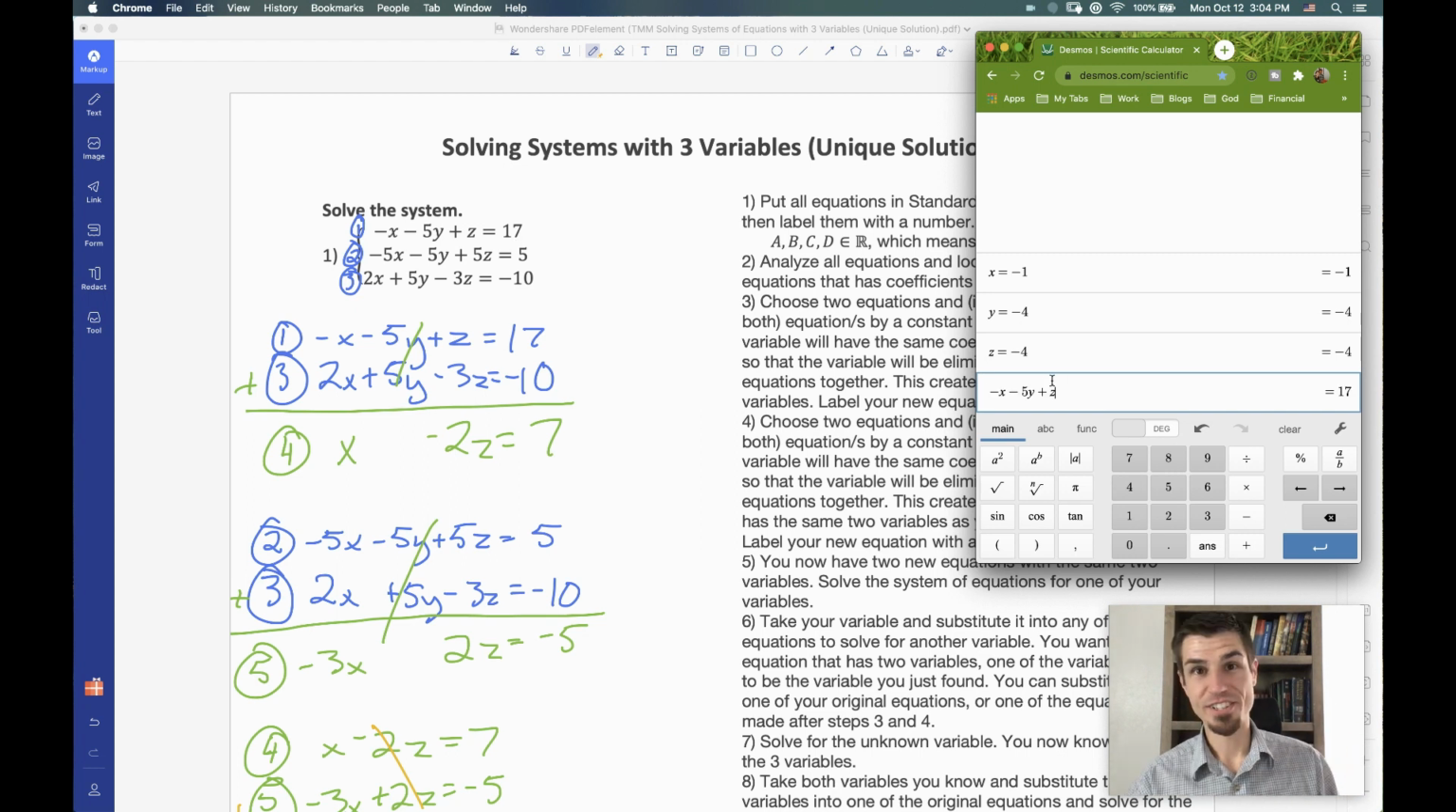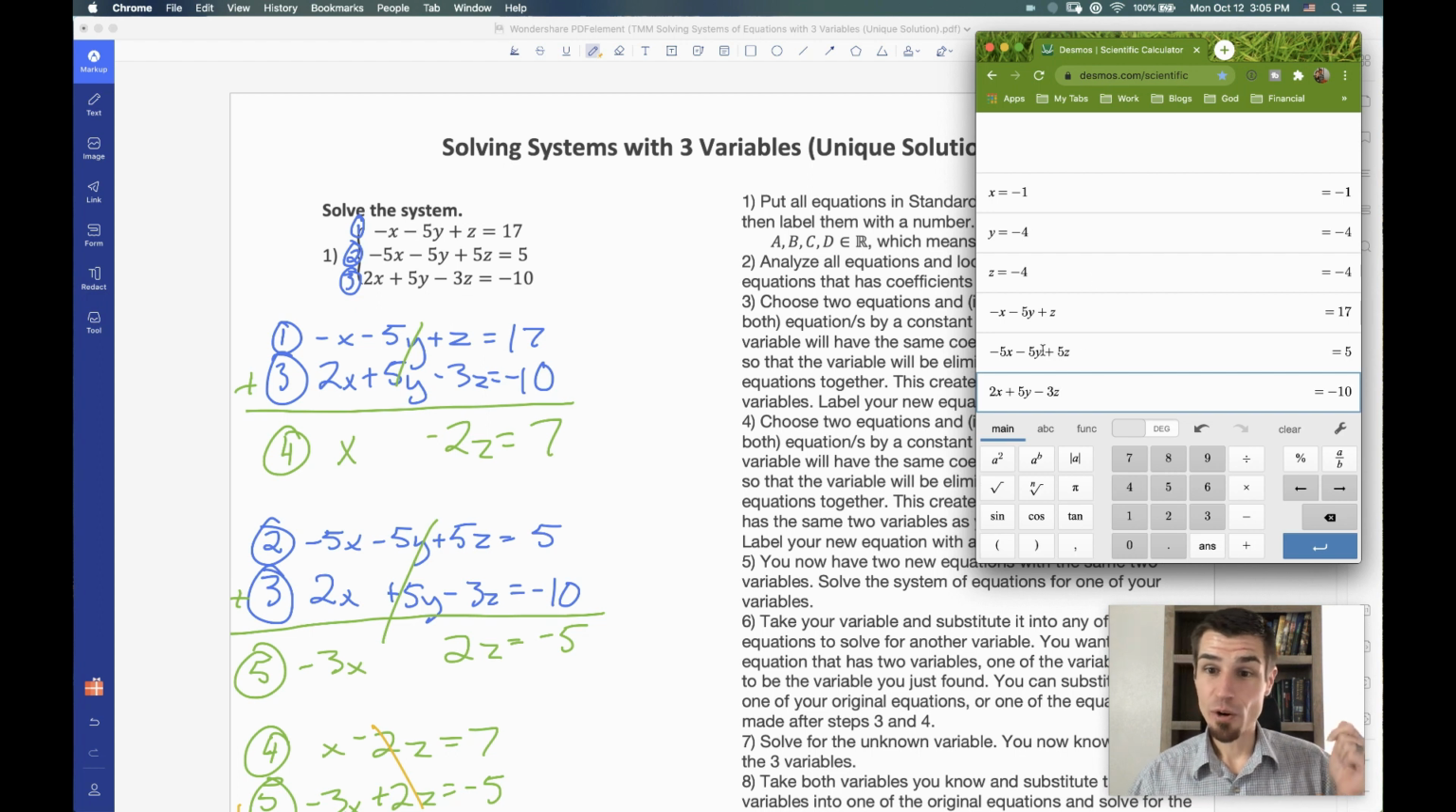So let's see what happens. Check it out. Desmos has taken -1, -4, -4, substituted it in. We know the left side of this equation is equal to 17. The right side equals 17 as well, so we know we're good. We can go ahead and push enter and then enter in the other two equations and see what happens.